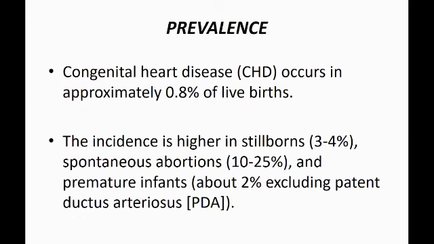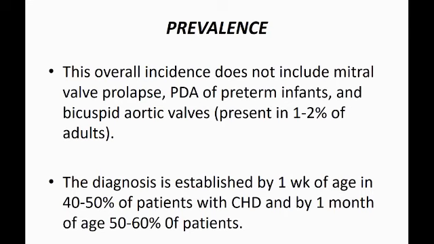As far as the prevalence is concerned, congenital heart disease occurs in approximately 0.8% of live births, and the incidence is much higher in stillborn infants, in spontaneous abortions, and also in premature infants, about 2%, excluding patent ductus arteriosus. The overall incidence does not include mitral valve prolapse, PDA of preterm infants, and bicuspid aortic valve.